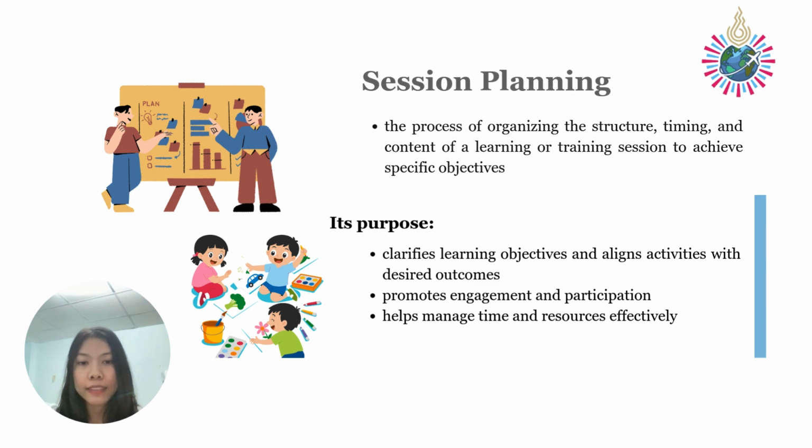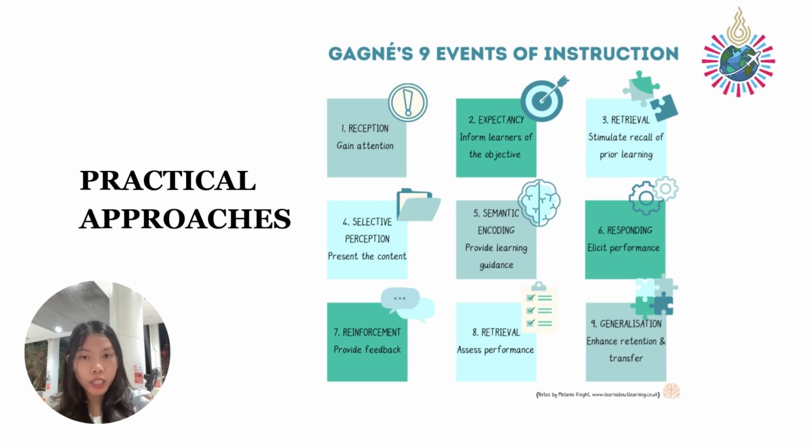Session planning isn't only about time, it's also about structure. One useful model is Gagné's nine events of instruction. It suggests that a good session starts by gaining attention, then sharing objectives, connecting to prior knowledge, presenting content, guiding learners, giving them practice, providing feedback and assessing progress, and finally having them apply the knowledge in real life. I won't go deep into all nine steps today, but the idea is that a clear sequence makes a session smoother and more effective.